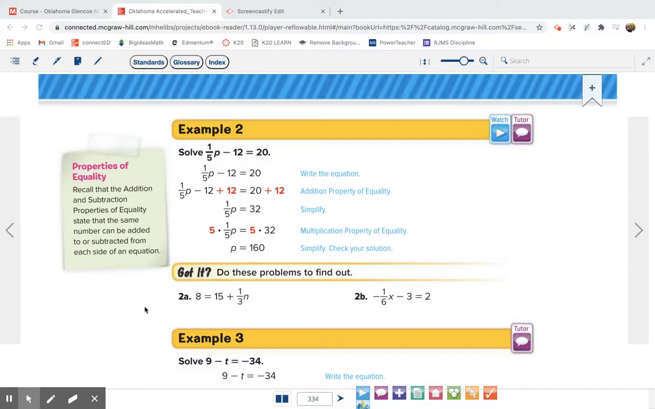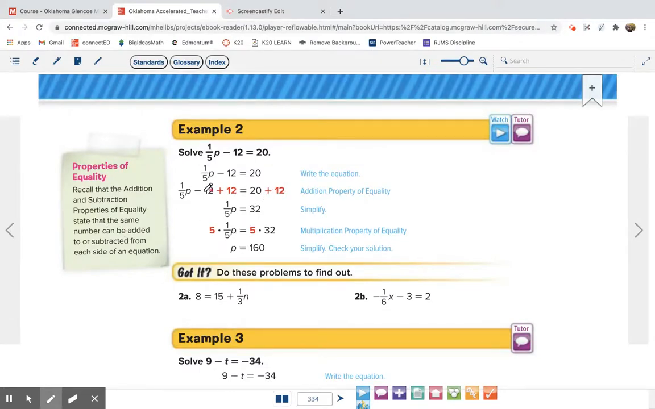So example 2, same stuff, but now we have a fraction. It says solve 1/5 p minus 12 equals 20. So looking at where p is located, we're going to have to get rid of this 1/5 and this 12 because here's the equal sign and we want p by itself. So I get rid of the one that's by itself first. So minus 12, we're going to do the opposite and add 12 to both sides of the equation.